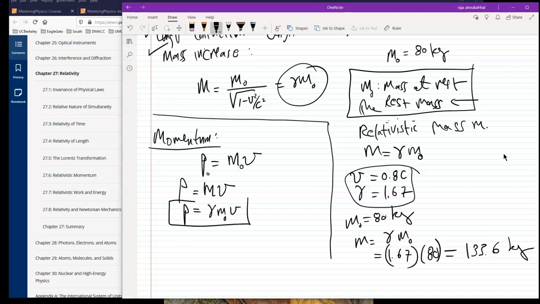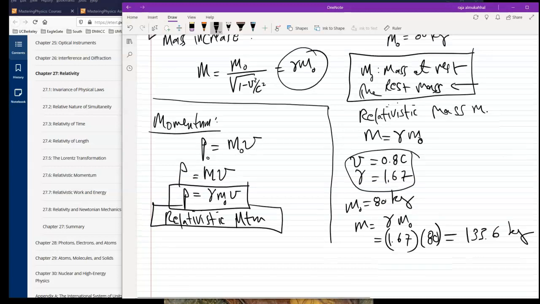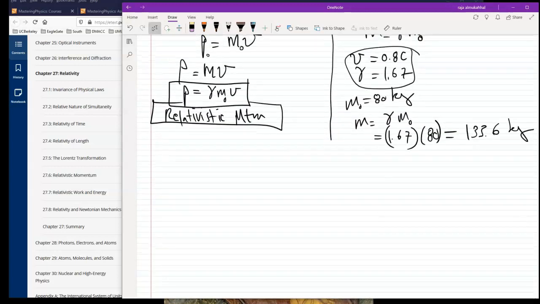This is what you need to know. This is called relativistic momentum. Okay? All right. Just accept those formulas until I give you some problems.